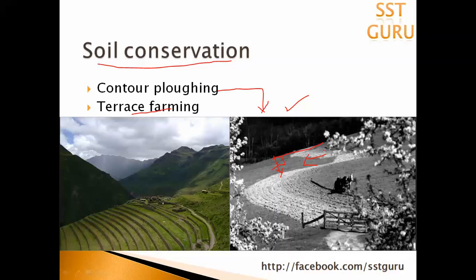So what is the advantage of this situation? If there is going to be any rain, the soil's nutrients are going to be trapped in any one of these steps. So it is not going to go in vain, and it is going to be accumulated in any one of these steps. So this is about terrace farming and contour ploughing.